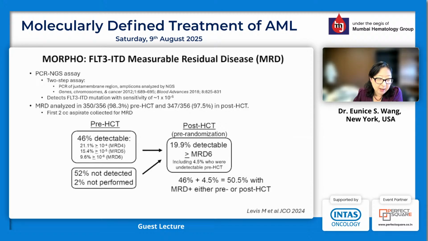As we talked about, we had patients measured for minimal residual disease prior to and following transplant. So you can see that about 46% of patients had MRD positivity by either 10 to the -4 or 10 to the -6 molecular assay prior to transplant. And then you can see here that 46% were MRD positive before transplant, and 20% were detectable post-transplant, and this included 4 to 5% of patients who were undetectable prior. So approximately half of patients were MRD positive or negative prior to or following transplant.